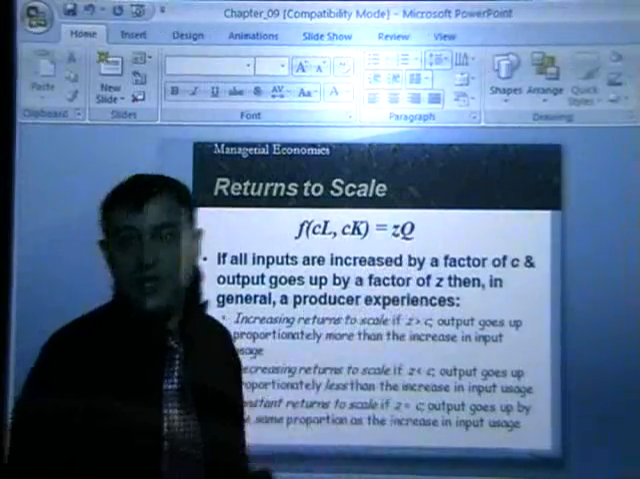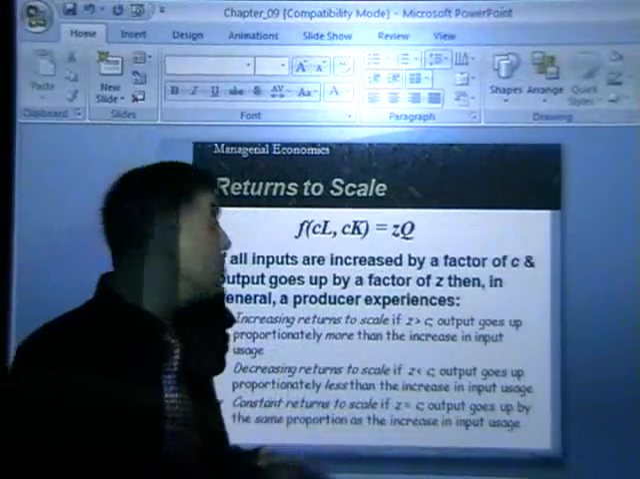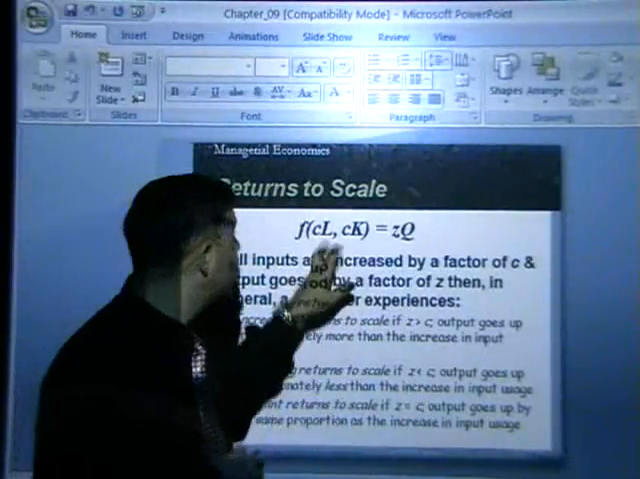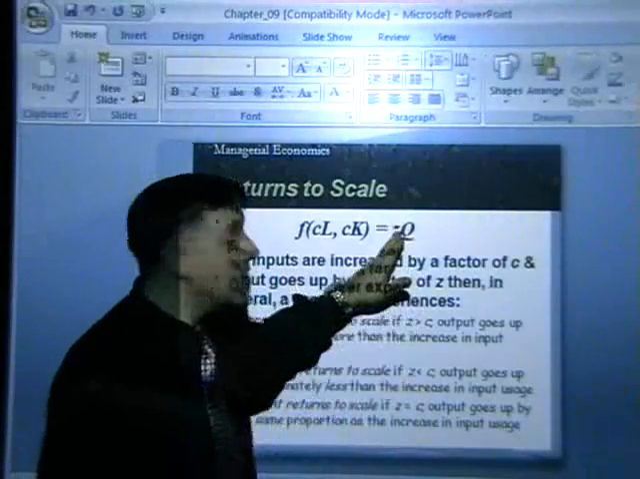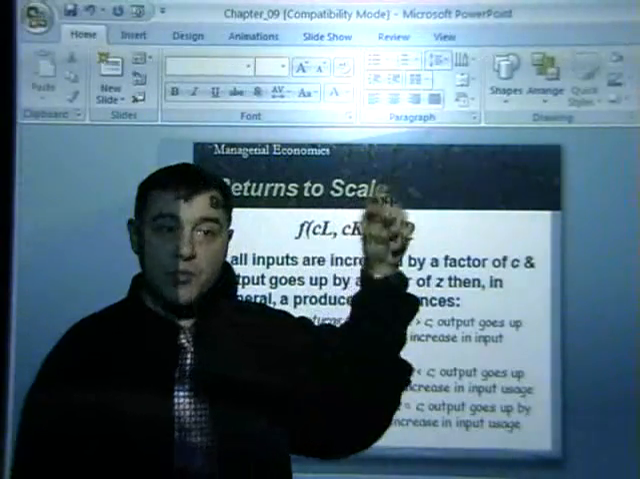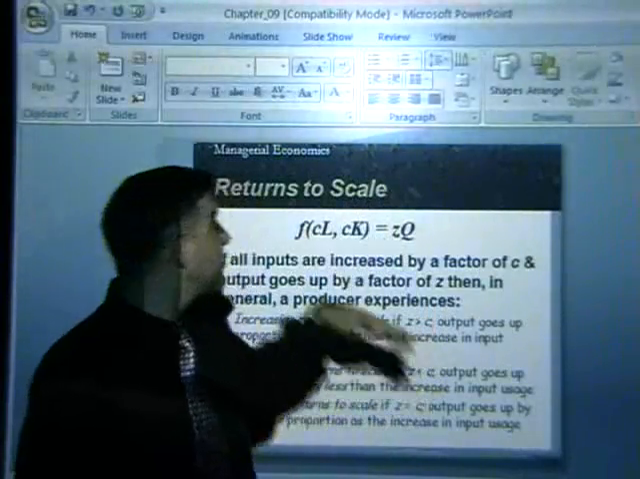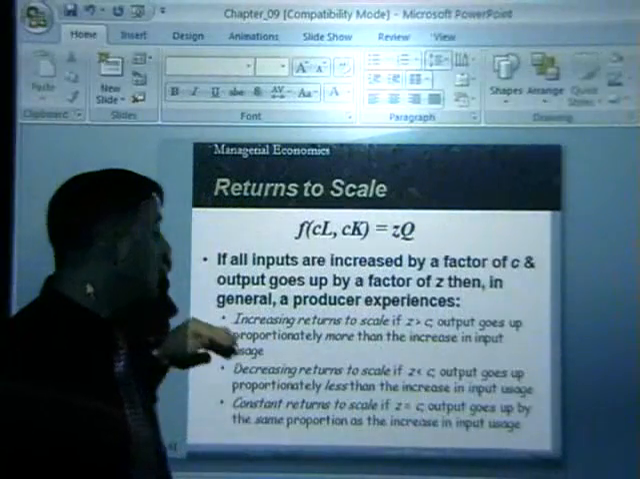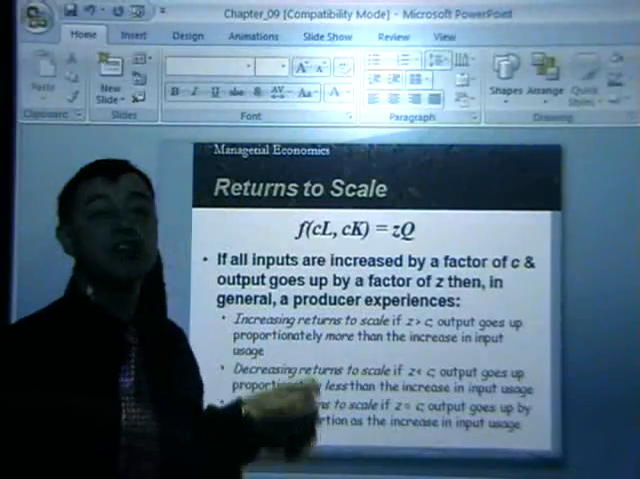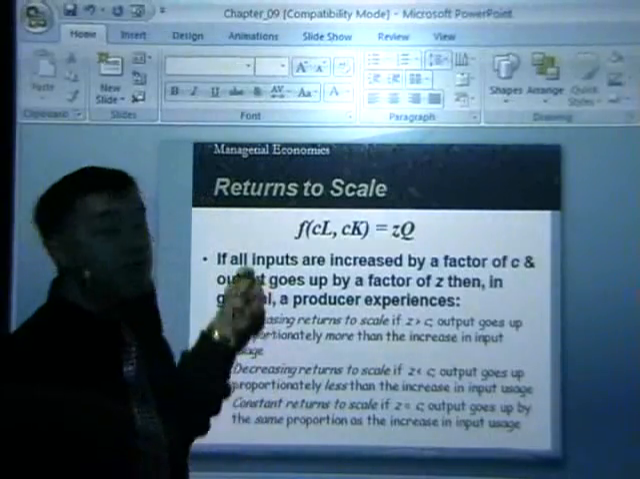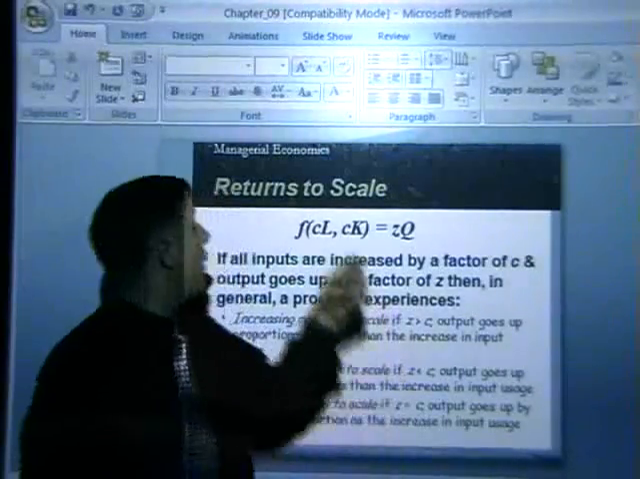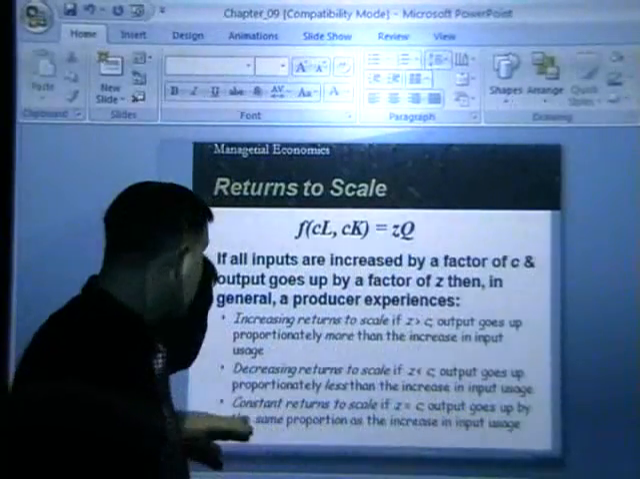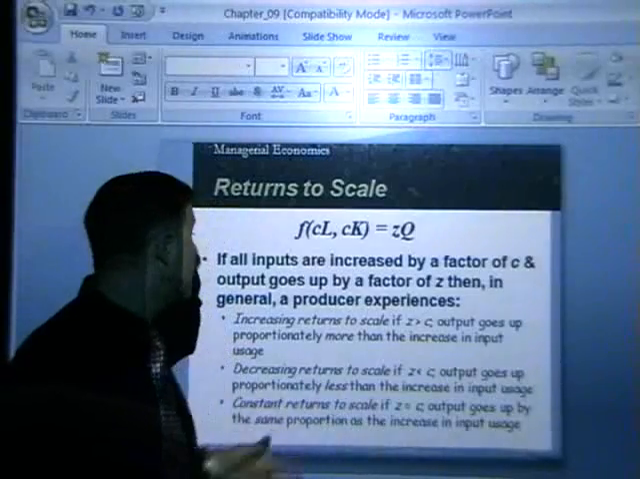So, that's very intuitive. Technically, it is measured in percentages. If we increase inputs by 1%, will output increase by more than 1%, by less than 1%, or exactly by 1%? If it's more, we call it increasing returns to scale. If it's less, we call it decreasing returns to scale. If they increase one for one, meaning 1% of inputs results in 1% of output, then we call it constant returns to scale.